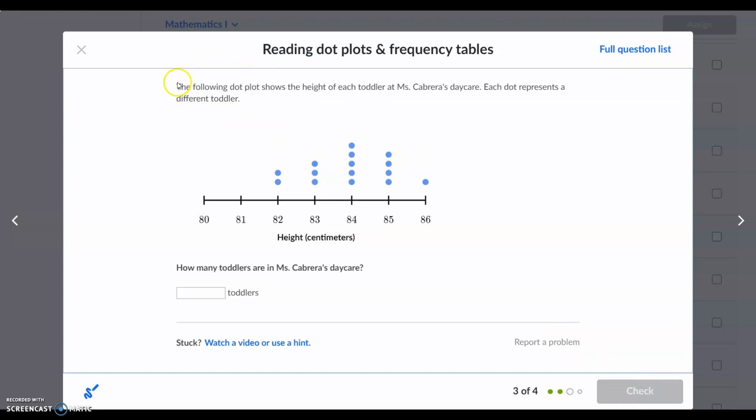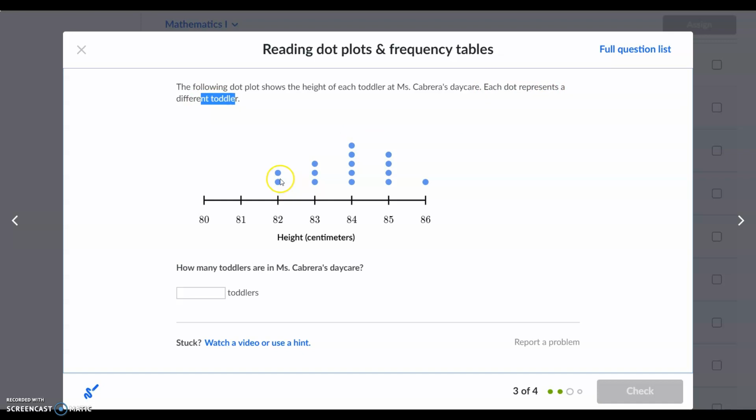All right, here's another dot plot. The following dot plot shows the height of each toddler. Oh, at Miss Cabrera's daycare again. Okay, so it's the same graph from the first problem. Each dot represents a different toddler. Let's see what kind of question they asked this time. How many toddlers are in Miss Cabrera's daycare? Oh, so this is a total too. It says how many toddlers. That's the total number.